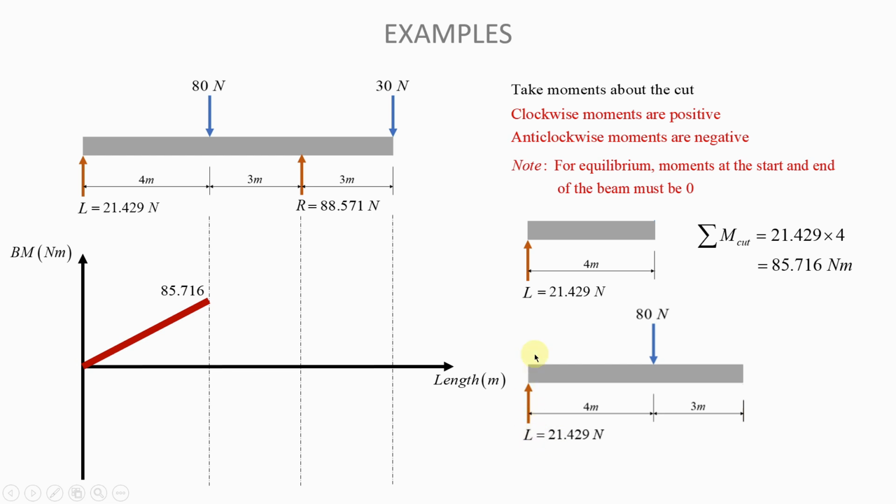So if we try to calculate our moments about the cut, what you need to see is that this L force creates a clockwise moment, so its moment will be positive. However, this 80 Newton force creates an anti-clockwise moment about the cut, so its moment must be negative. So we will subtract its moment when we're doing our calculations. So the sum of the moments about the cut will therefore be the moment of this force multiplied by 7, because if we cut the beam here, the distance between this force L and the cut is 7. That is why we multiply 21.429 by 7, and it is positive, okay, because this force creates a clockwise moment.